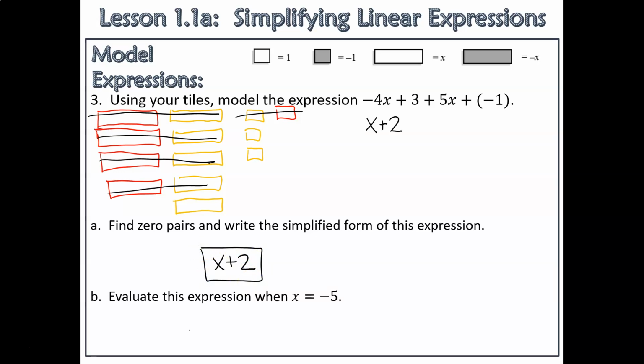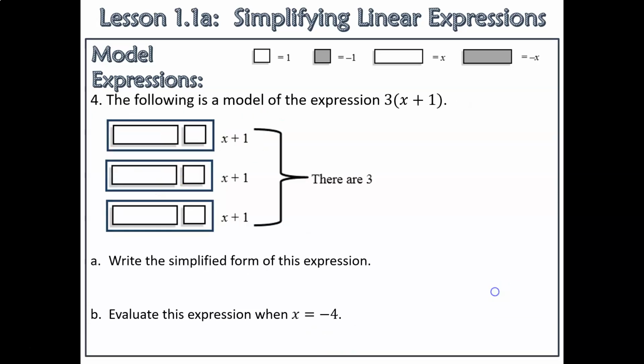Now we need to evaluate this expression when x is negative 5, which means plug in that value of negative 5 wherever you see x. So I have negative 5 plus 2. Negative 5 plus 2 is a negative 3. Okay, let's move on to the fourth one.